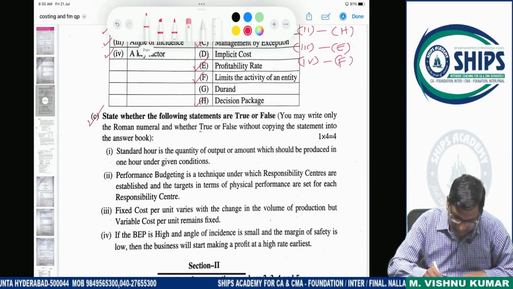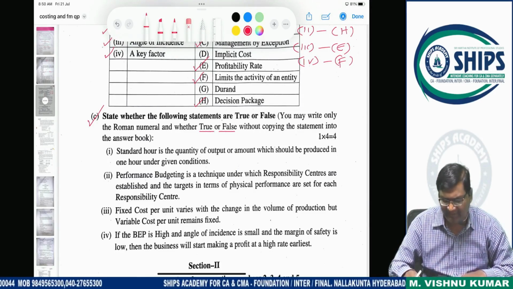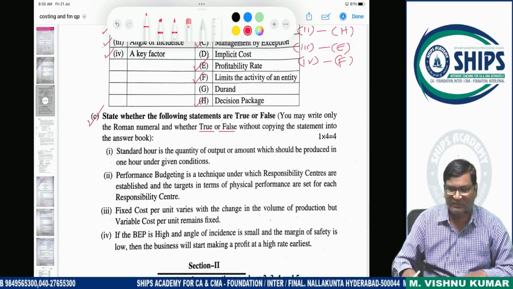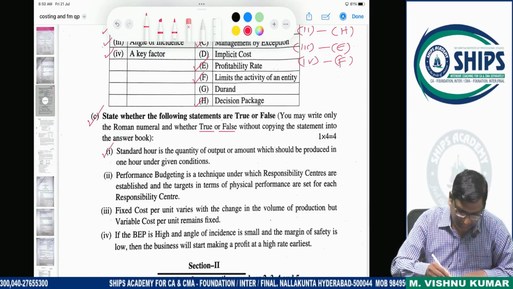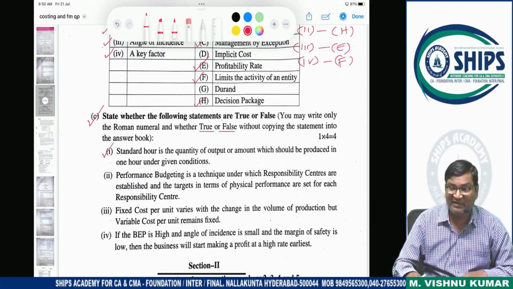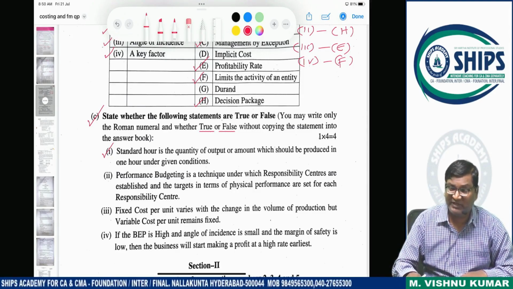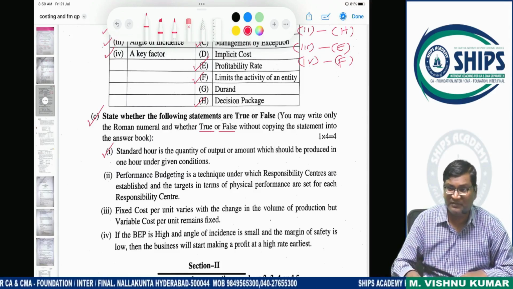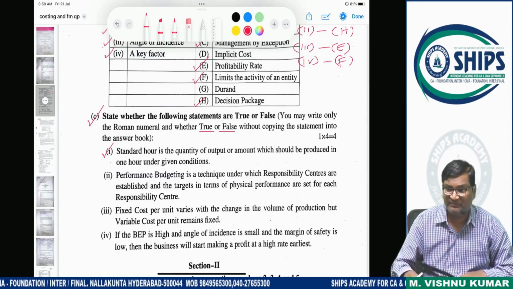Here we only have to write true or false. Reasoning is not required because this is a 1-mark question. So we are not interested in writing any reasoning here. But I will explain the reasoning also. This is on standard costing. In standard costing, we learn material variances, labor variances. In that we will understand what is standard quantity, what is actual quantity, what is standard rate, actual rate, standard price, actual price, what is standard hour. All this we'll discuss now.